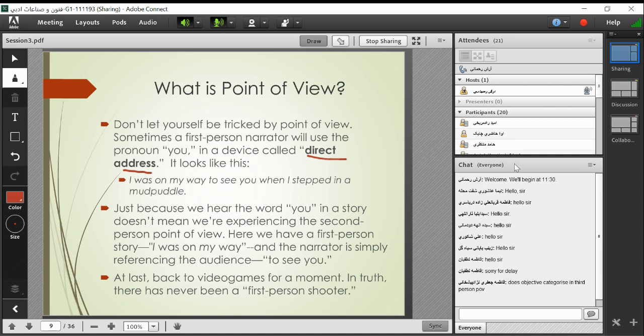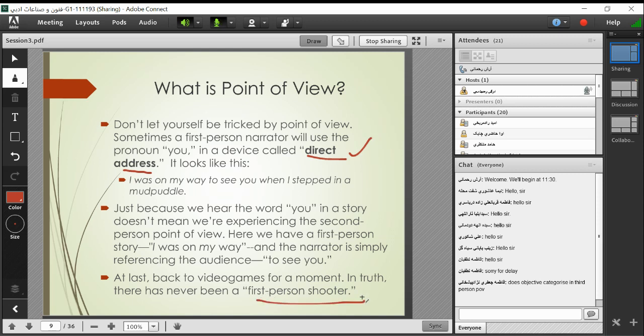Now, in first person narration, sometimes the writers want to mess with your mind. They just want to play games with you. So they might address you directly, saying, hey, I was on my way to see you when I stepped in a mud puddle. And in this case, some students, unfortunately, suddenly change course and say, oh, this is the second person point of view, whereas it is not. It's still the first person, but there is direct address happening in the story.